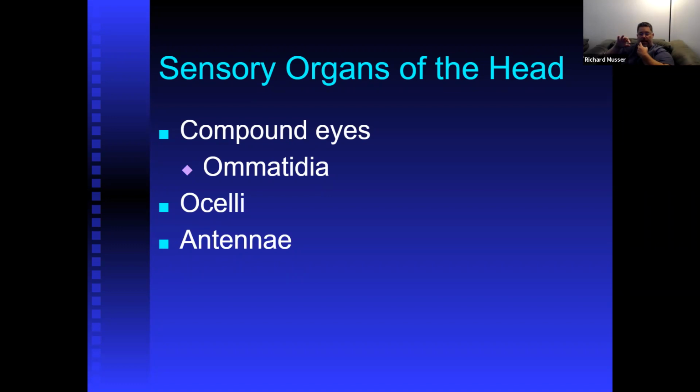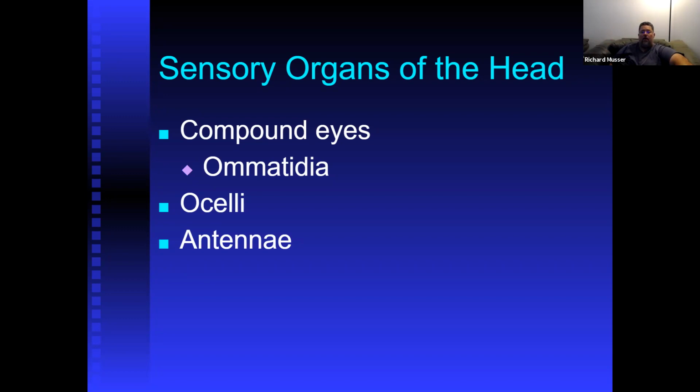Then on top of the head, insects have these little light-sensing spots called ocelli. So whether they have a compound eye or not, they also have these other spots called ocelli that help them pick up on light so they can tell if they're in a dark area or a bright area. So the simplest insects might not have the compound eye. Like a caterpillar would have the ocelli, but not the compound eye. But when it became a butterfly, it would have the compound eye.